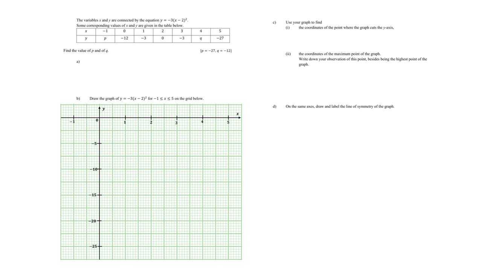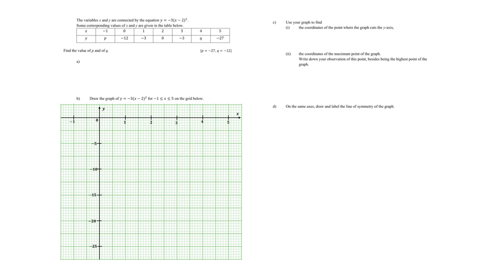Hello everyone, welcome to this video where we are required to first find some values in this table of values before we draw the graph and use the graph to solve some problems.